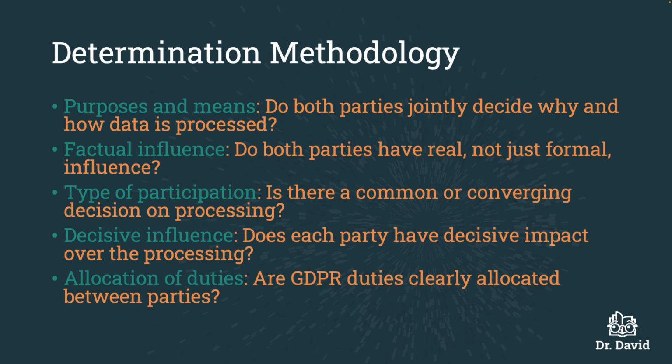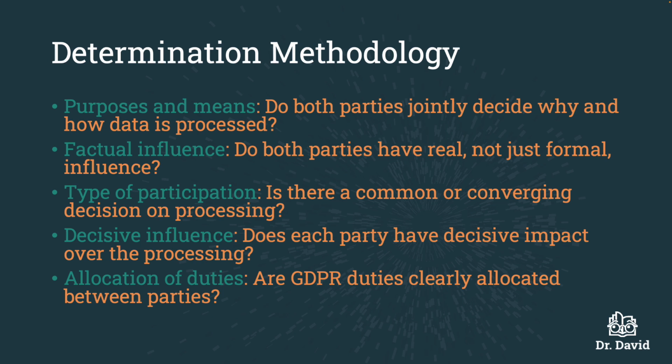This is a useful slide for you to reference in the future. When determining whether or not joint controllership exists, there are a few different questions here. The 5 criteria you want to think about are purposes and means, factual influence, and we'll define that in a moment, type of participation, decisive influence, and allocation of duties.